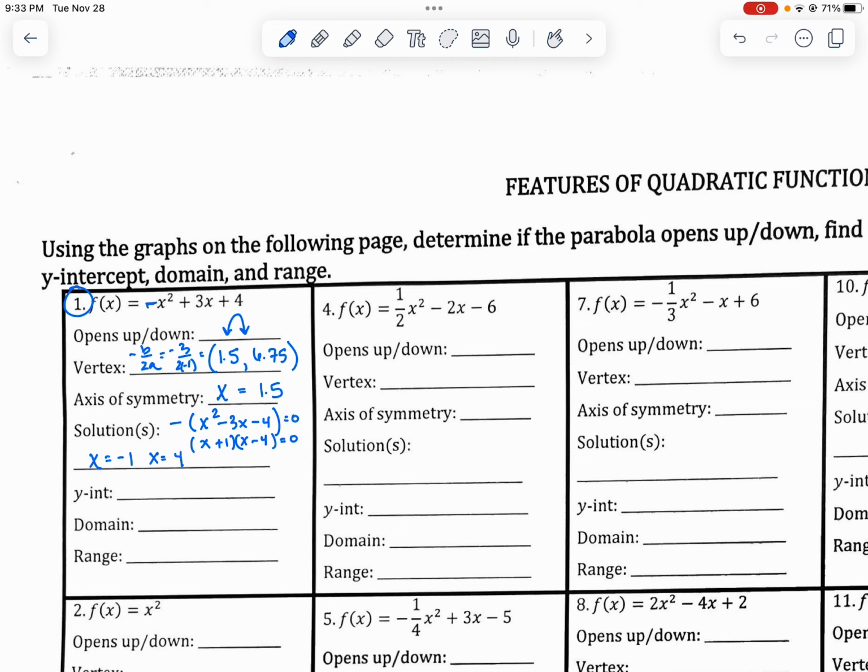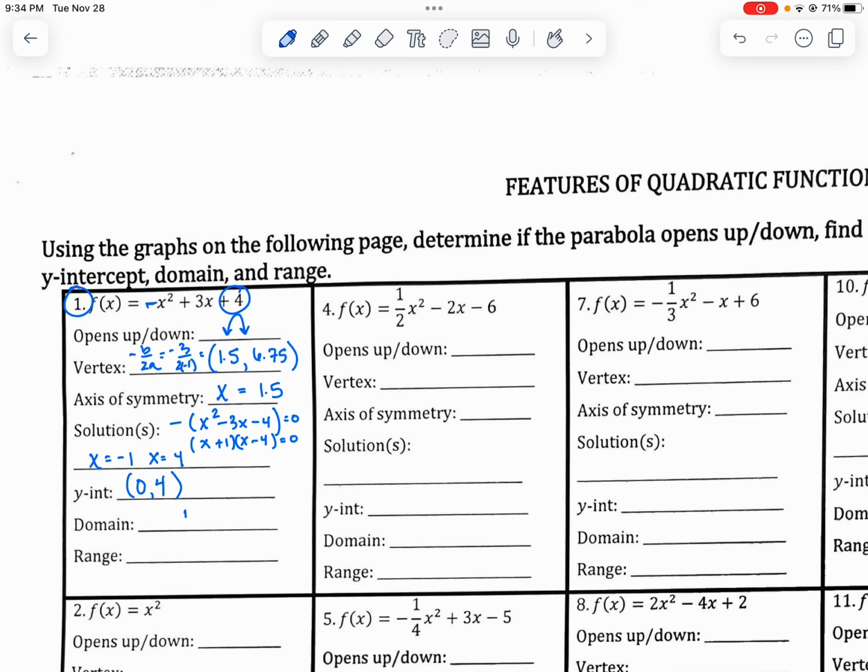And again, if you look at that picture on the previous page, I think we said that the x-intercepts are in fact at negative 1 and 4. The y-intercept is given to you right here. That is 4. You could also write the point 0 comma 4. That would be perfectly fine.